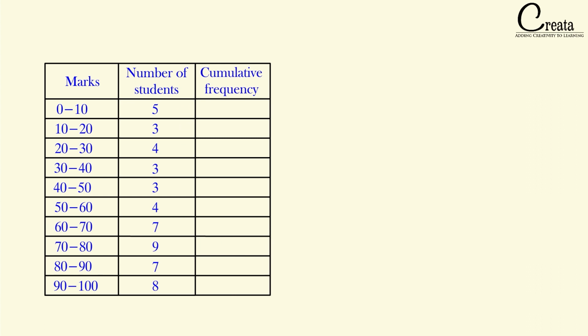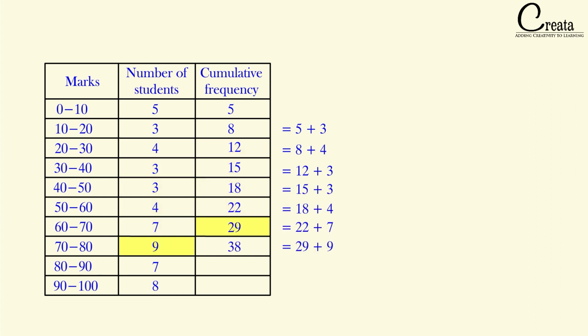And you will do the same thing that we did in the previous example. We will add the frequency up to that row. For example, in the first row, the cumulative frequency will be 5. In the second row, it will be the addition of these two frequencies, 5 plus 3, which is 8. In the third row, 8 plus 4, it is 12. Similarly, 12 plus 3, it is 15. In the similar way, we will add all the frequencies and we will get the cumulative frequency.